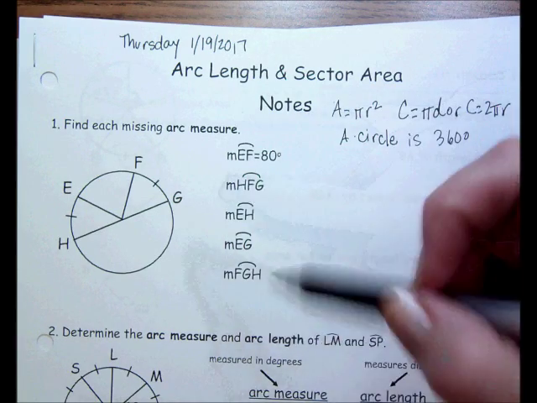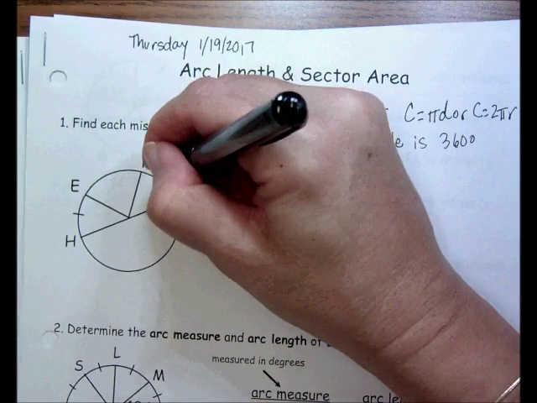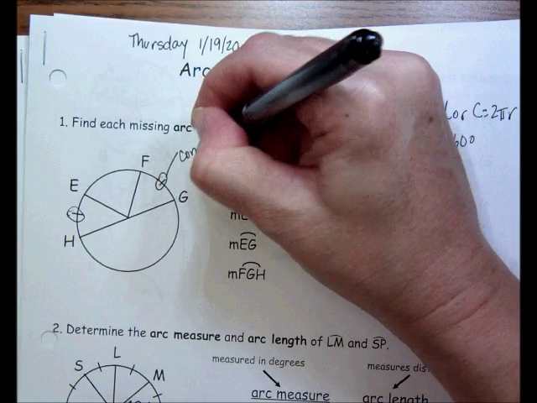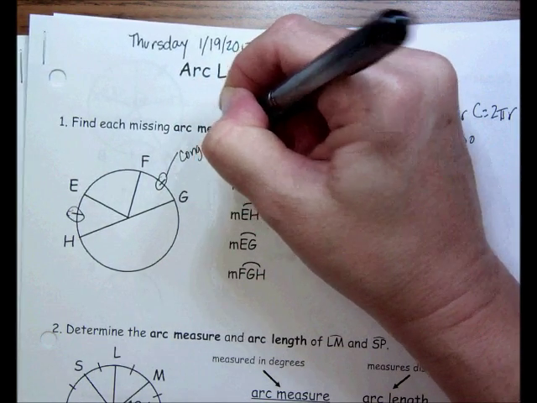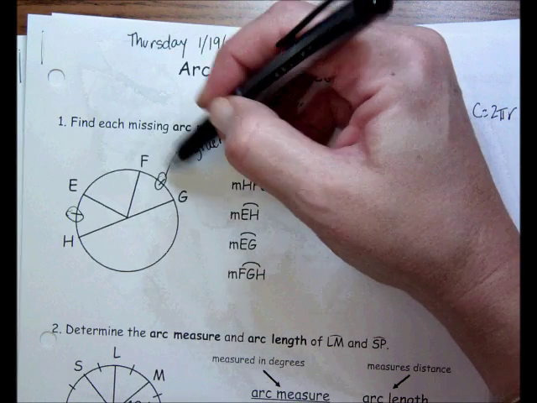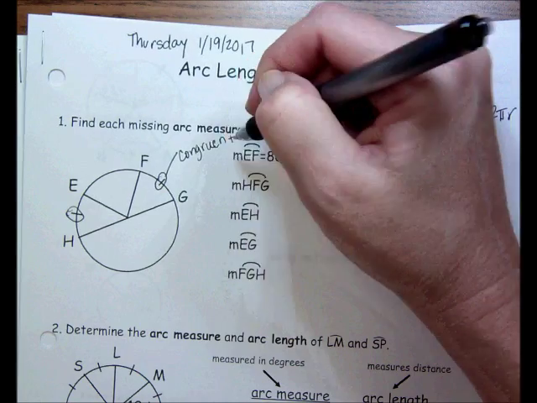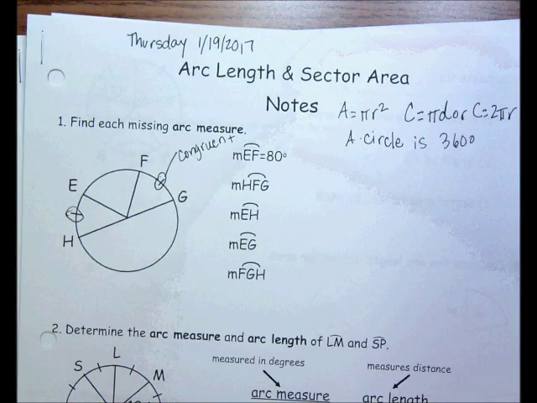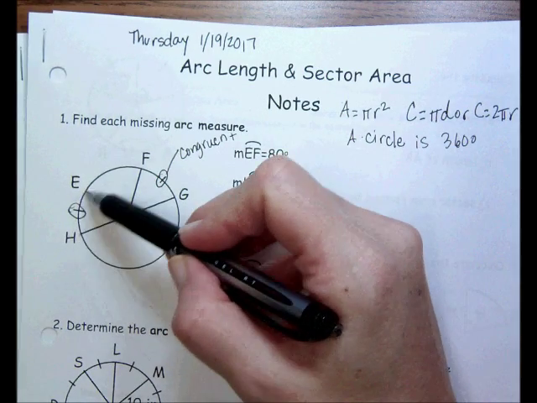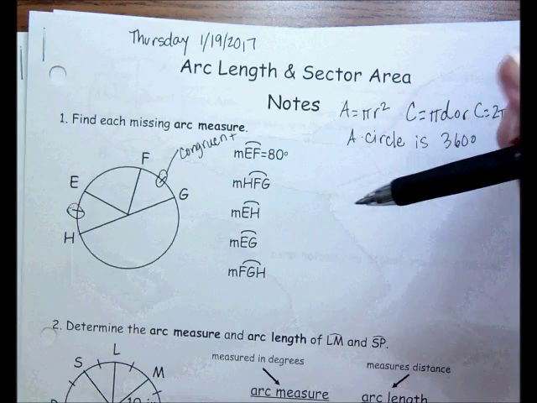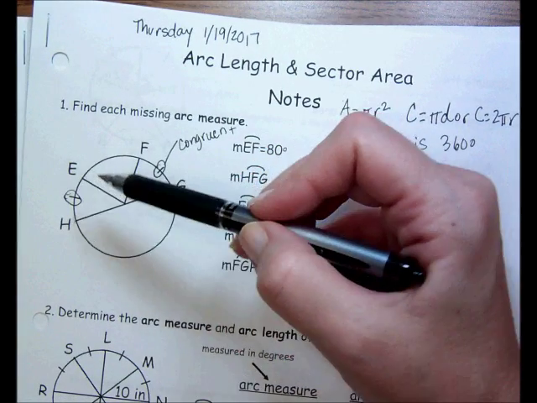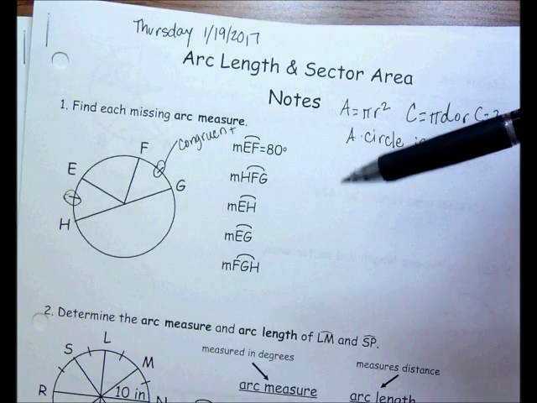What we also talked about: these two tick marks mean that they're congruent to each other, and there's one on each, so I know that arc EH is congruent to arc FG because of the tick marks. We also talked about that this is an arc. An arc, by definition, is part of the circumference. So arc EH is part of the circumference.